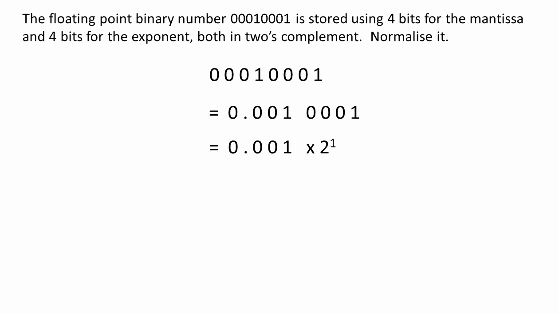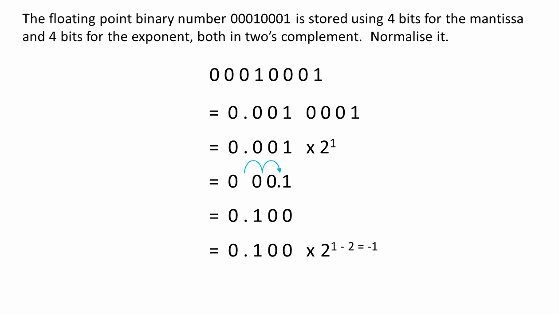Notice the current value of the exponent. In this case, it's 1. Reposition the point so it sits immediately to the left of the leftmost 1. A positive number must start with 0, 1. Now, get rid of any meaningless zeros on the left-hand side and pad out the right-hand side of the mantissa with zeros so you have 4 bits altogether.